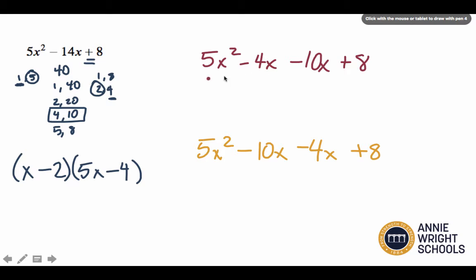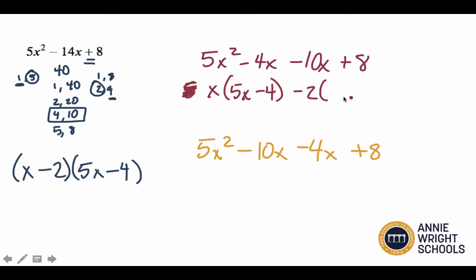If I write it this way in red, I take out the common factor of x from the first two terms, and I'm left with 5x minus 4. I take out the common factor of negative 2 with the second two terms, and I'm left with 5x minus 4. Now I take out the factor of 5x minus 4, and I'm left with the factor of x minus 2.